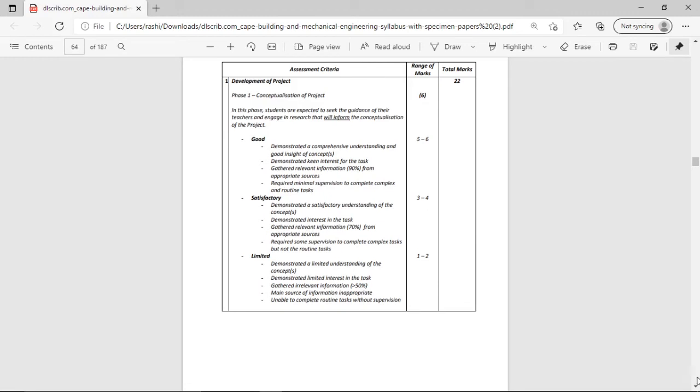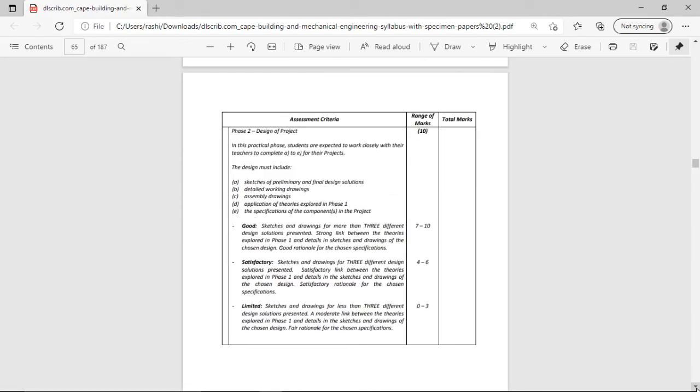And then for the rest of the mark scheme, for the design of the project, the actual design, it's 10 marks maximum. It says in this practical phase, students are expected to work closely with their teacher to complete their project. So this is where you actually do your drawings: your sketches, your detail working drawings, your assembly drawings if it is mechanical, and the application of the different theories and all of those things.